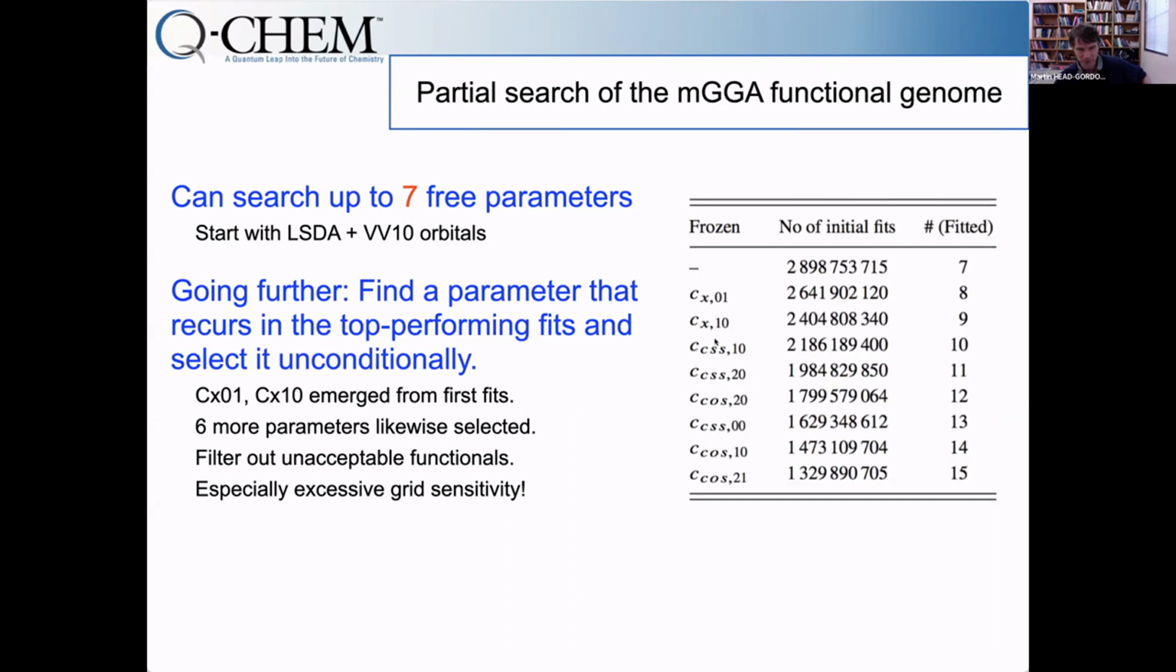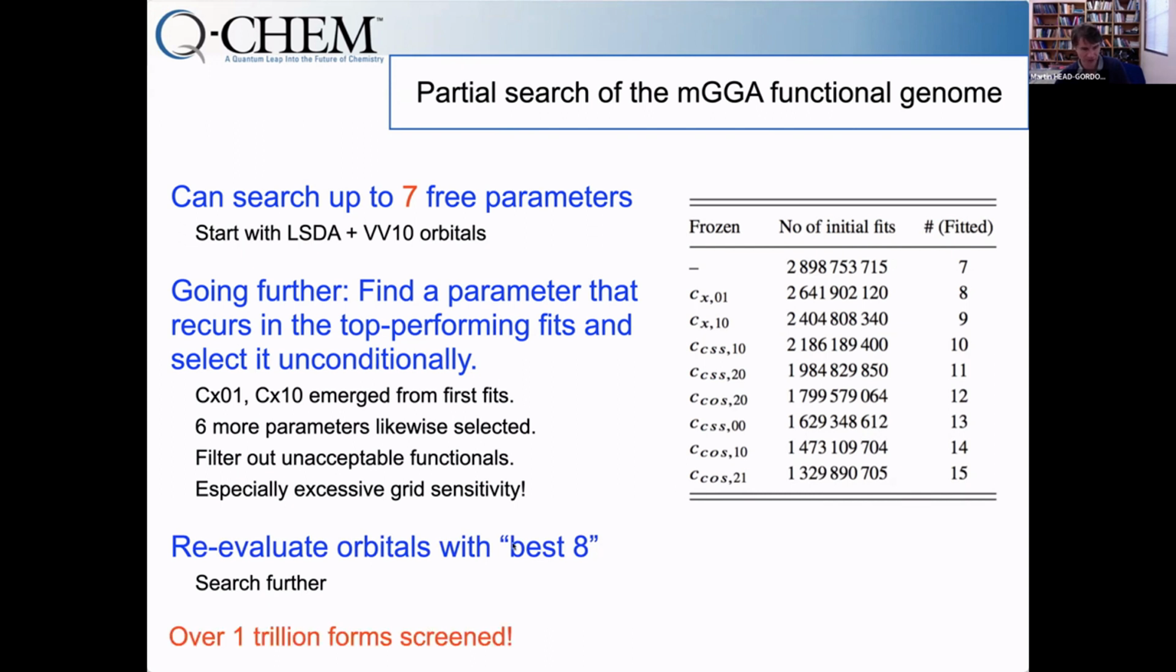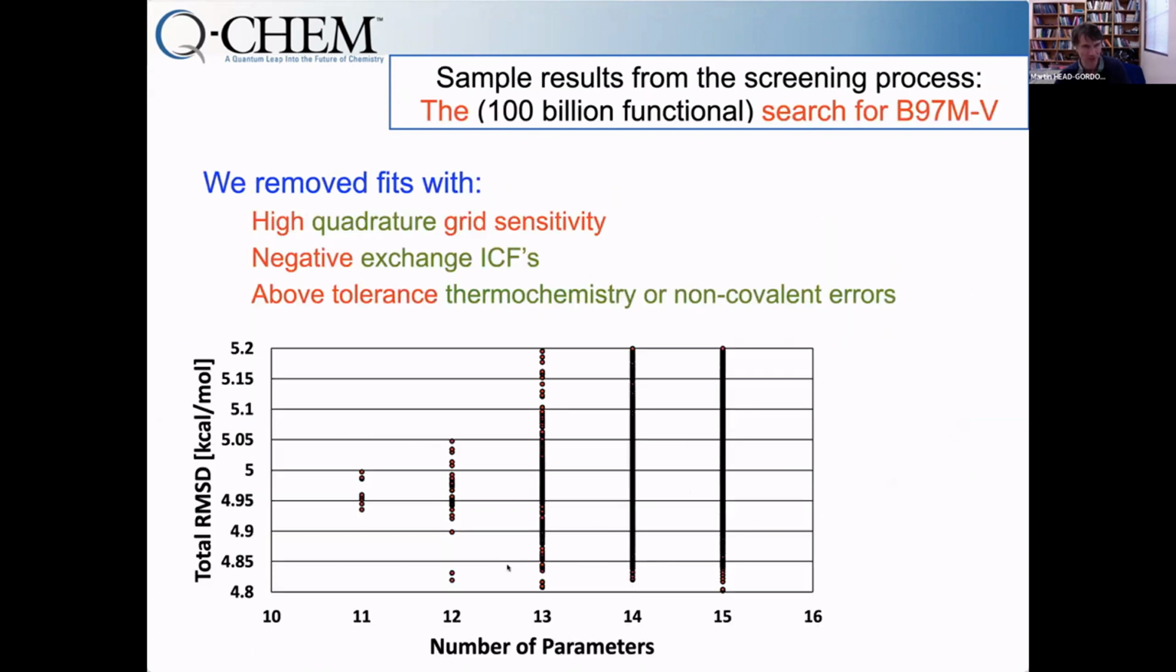And then we'd pick another parameter that recurs in all of the top fits, which then is linear in the reduced kinetic energy density. And we continue in this way up and up and up in the number of parameters. We could have gone up all the way to 144, but of course you lose predictive power, you overfit. So you also need to make it self-consistent. So we reevaluate orbitals with the best 8 parameters and then reach further. And in the end, that's what led to the 4 functionals that I briefly summarized.